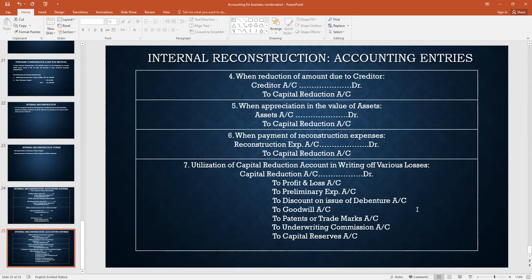Thank you so much. We will stop here. We have finished internal reconstruction and we know the journal entries for it. In the next class we will discuss problems on internal reconstruction. Thank you.